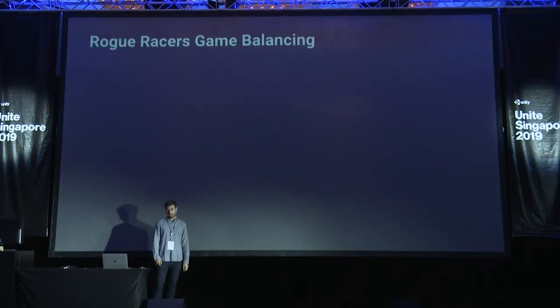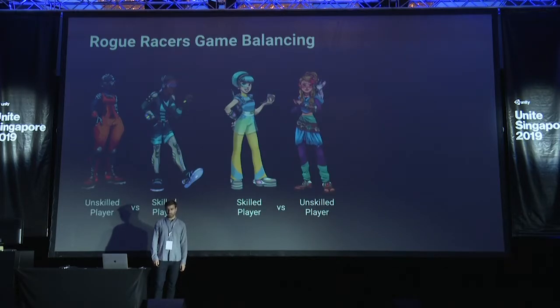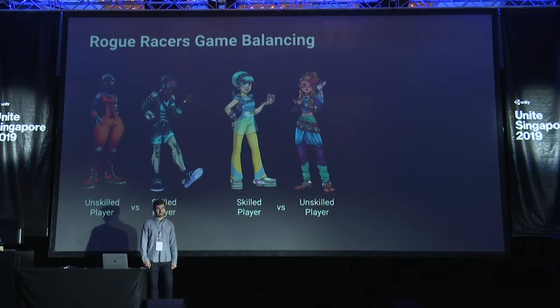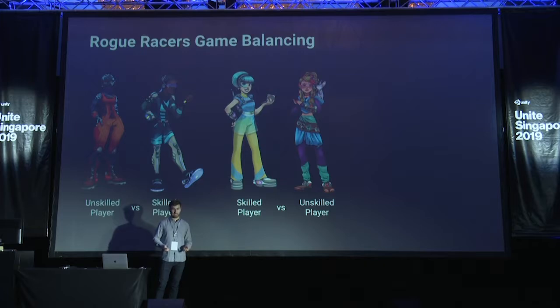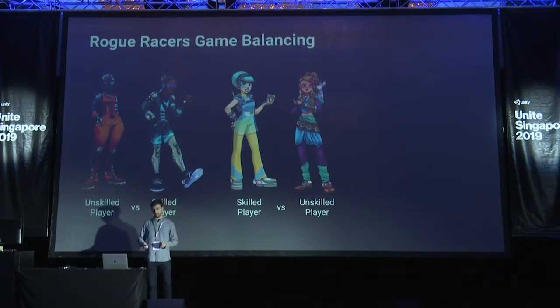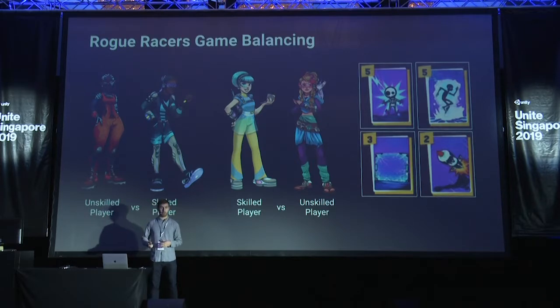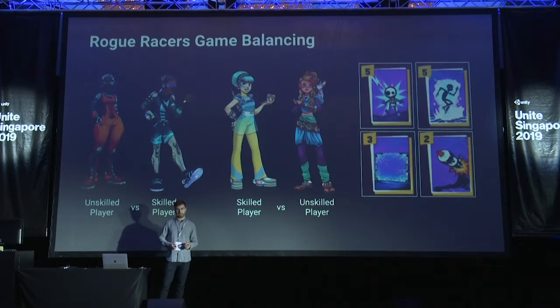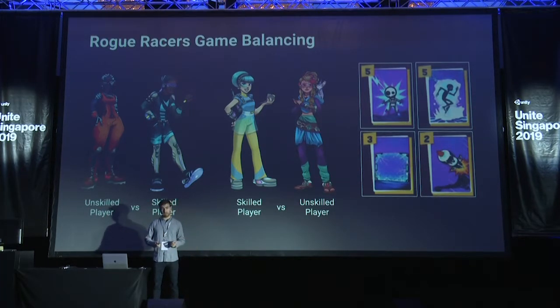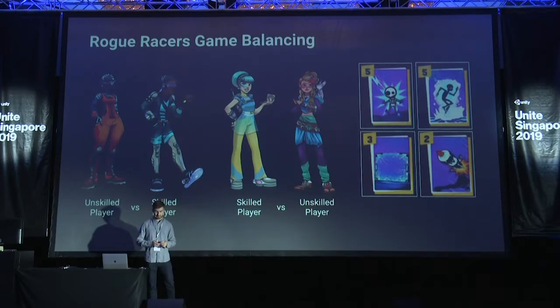Rogue Racers has a game balancing problem. Illogica wanted to make sure that skilled players and unskilled players finished relatively closely together. It's not a fun experience when you play a racing game with your friend or with the computer and one player finishes far ahead of the other player. Illogica also wanted to make sure that the different power-ups and cards they allowed players to use, that no combinations were overpowered, which could also result in very different finishing times between players.